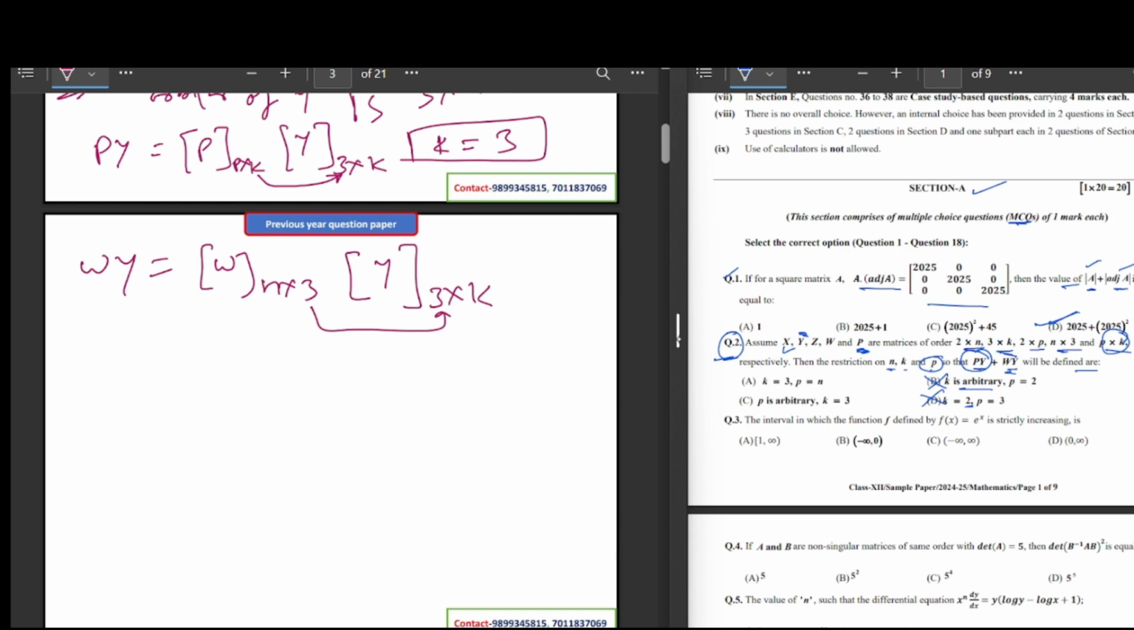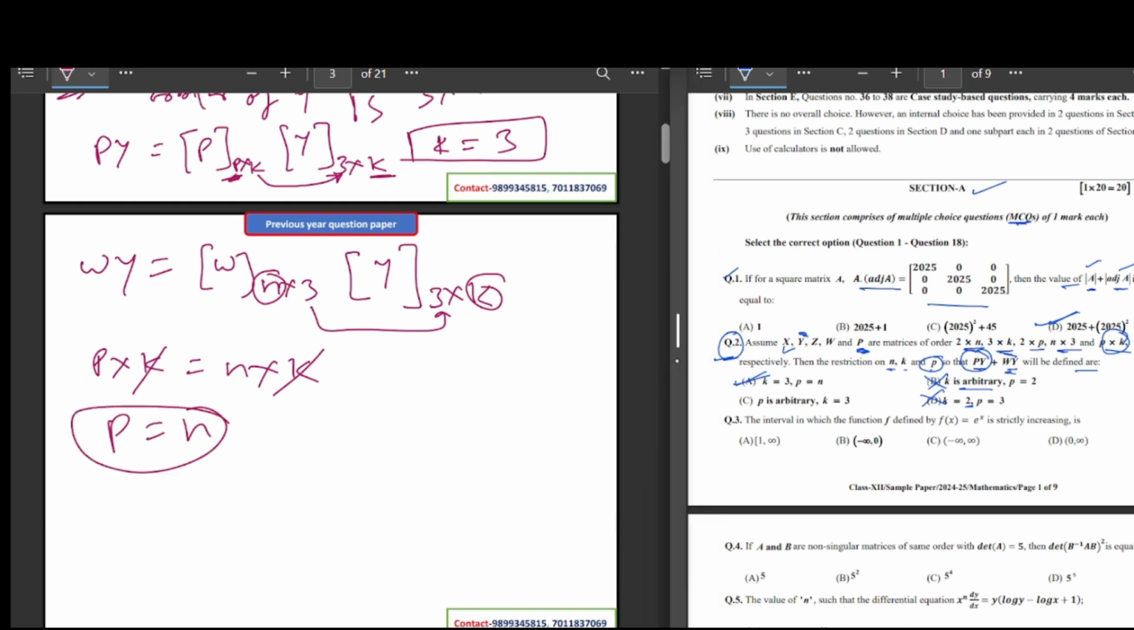So 3 is equal to 3, since we have already discussed K is equal to 3. So from here N cross K will be the order, and from here P cross K will be the order. From PY, P cross K will be the order, and from WY, N cross K will be the order. So P and K will be cancelled. So P is equal to N. And P is equal to N in the option number first.